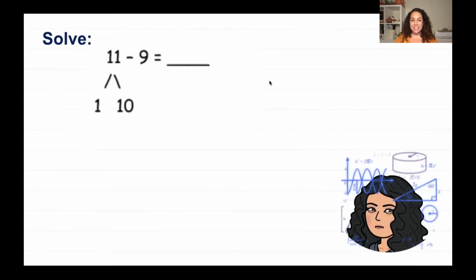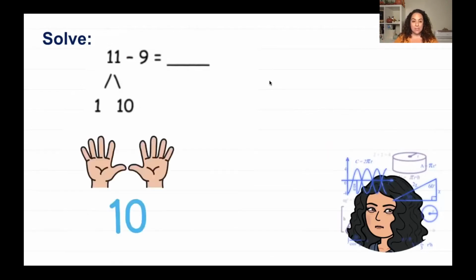Okay, so let's go ahead and take a look at this problem right here, 11 take away 9. Now you can see that they decomposed it for you. It's a 1 and a 10, easy. So I'm going to use my hands today, okay? I have 10. Now, since I decomposed that 10, what I'm going to do is subtract the 9 from the 10. So I'm going to go 1, 2, 3, 4, 5, 6, 7, 8, 9. And I am left with 1. So 10 take away 9 equals 1.